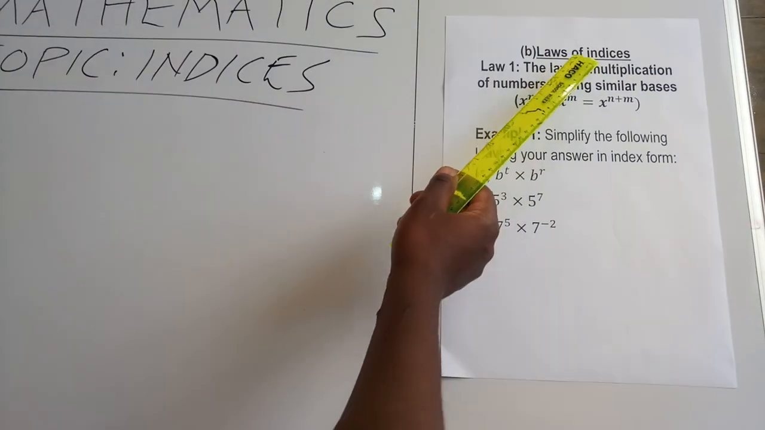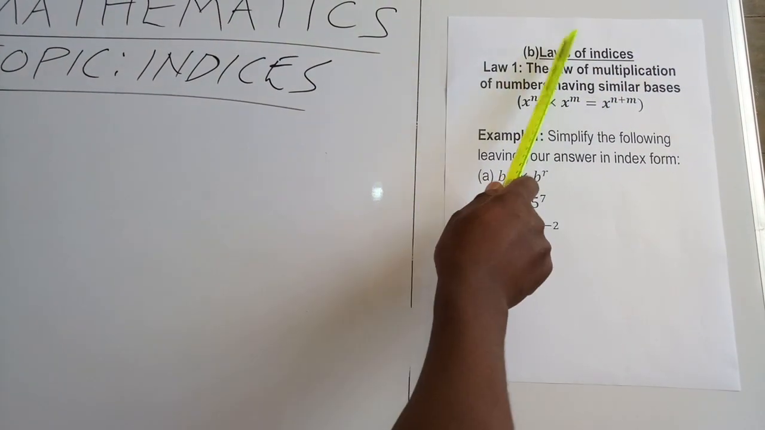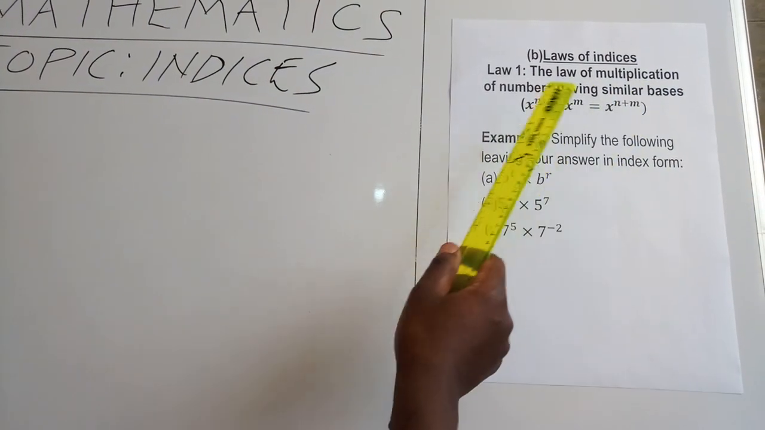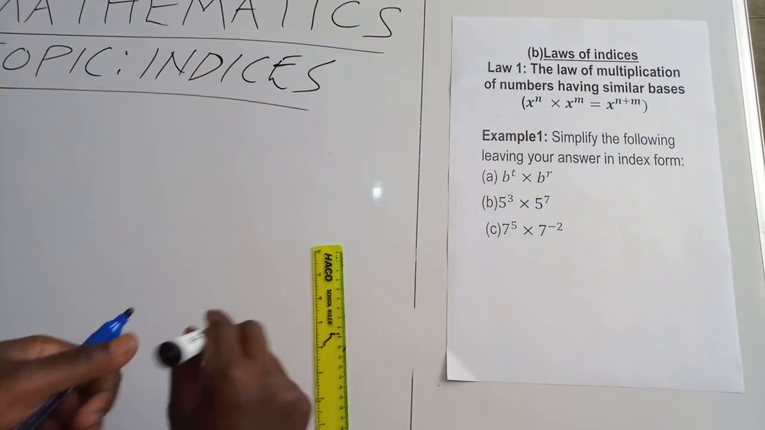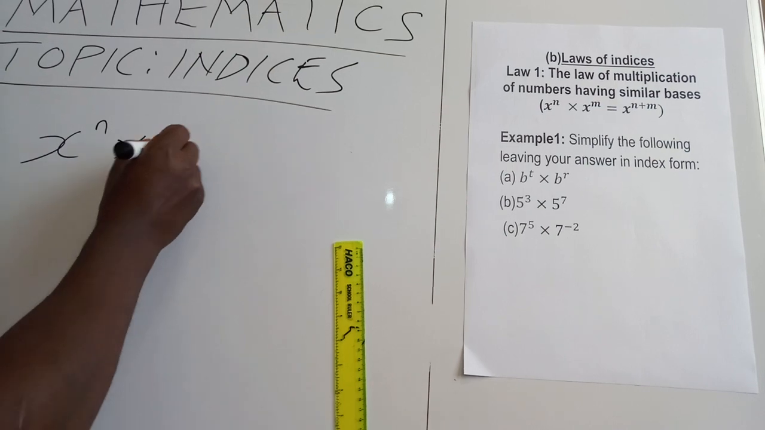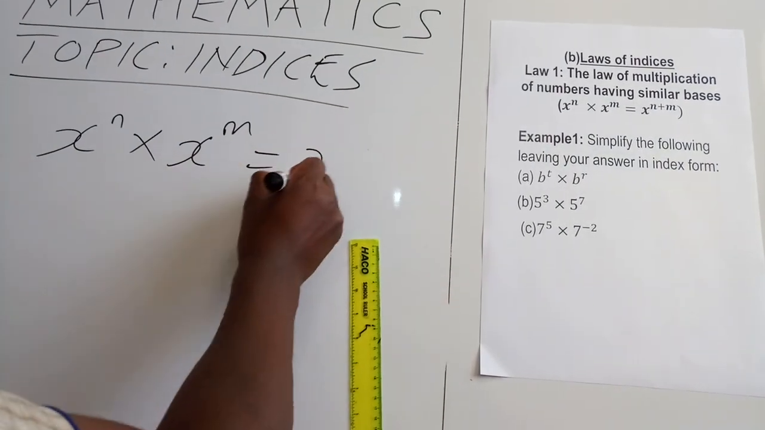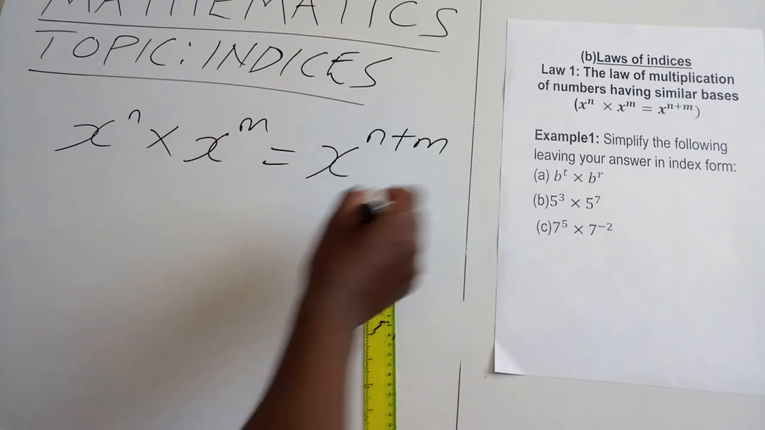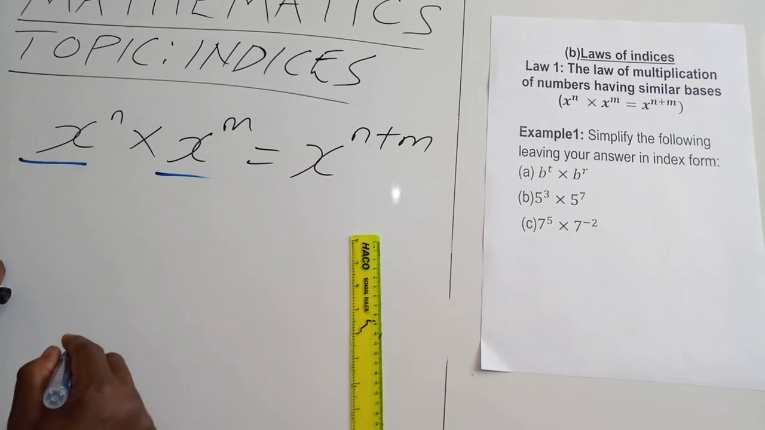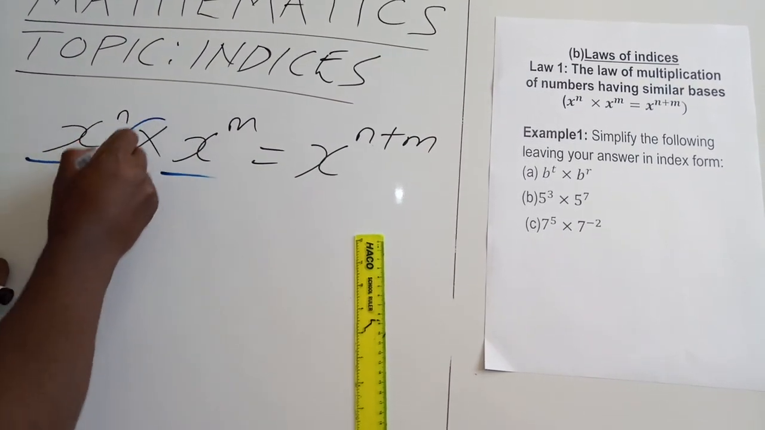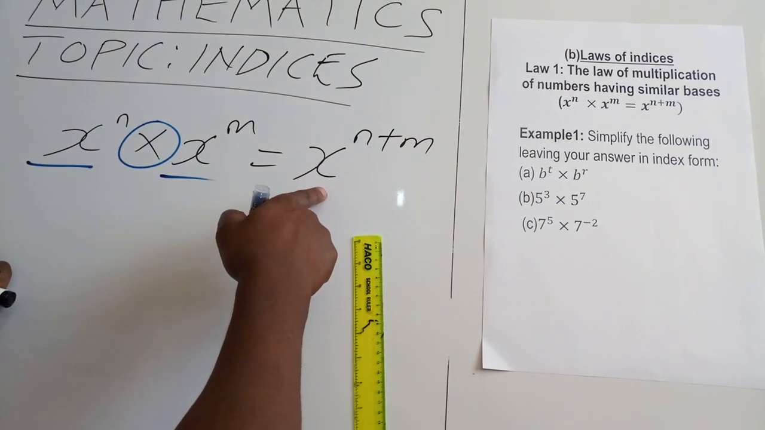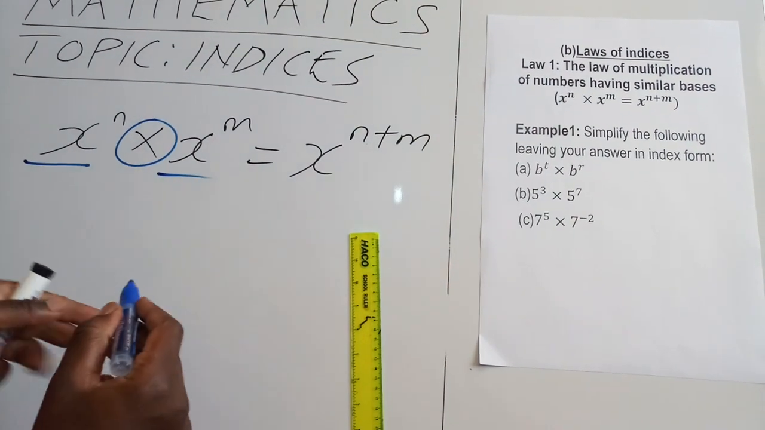For you to understand these laws in a better way, always remember for any law we have a condition attached to the law. So in this law, what is the condition? Let me just give that out. The law is given by x^n times x^m is equal to x^(n+m). So the conditions in this law will be, you must have the same base, and number 2, you must be multiplying. So whenever we multiply and the bases are the same, what do we do? We add the powers, or the indices.